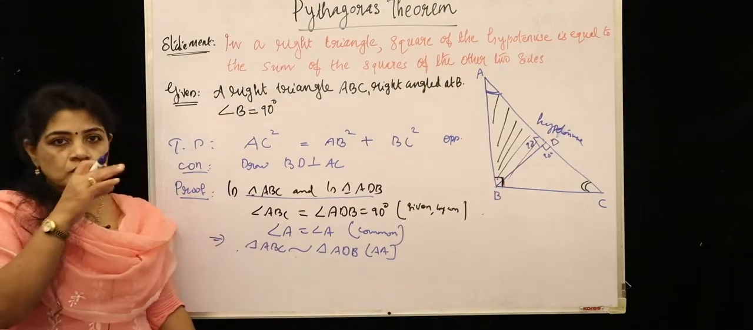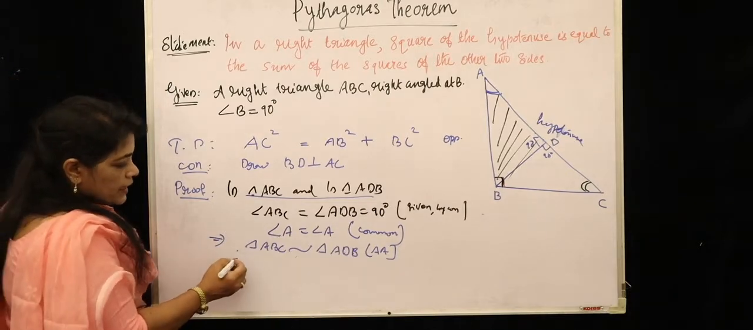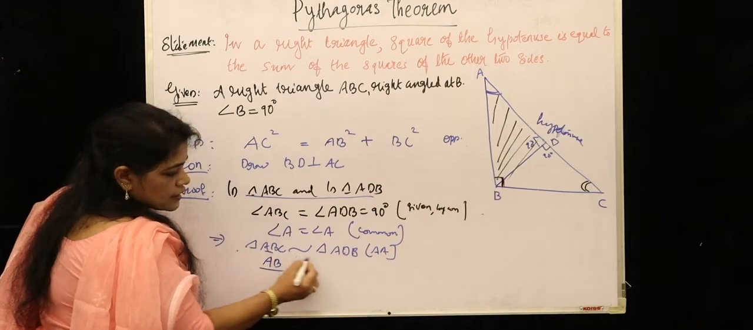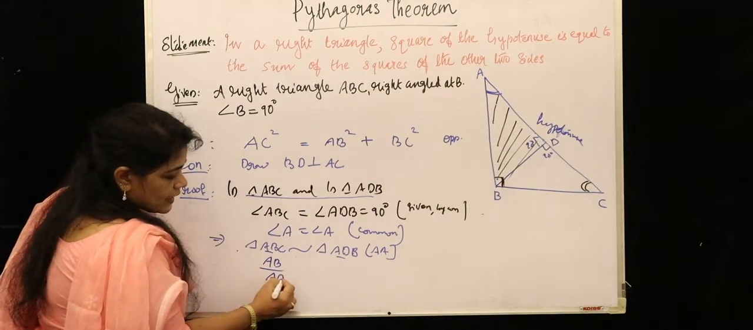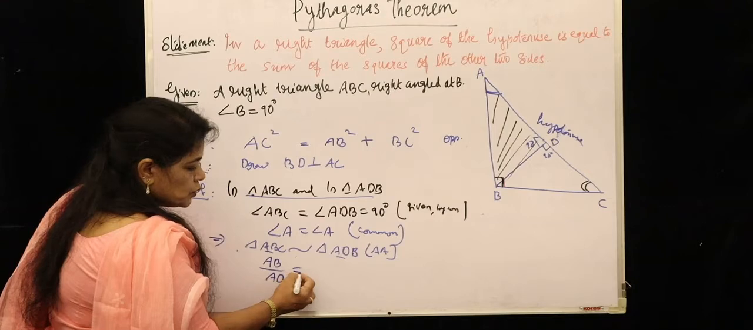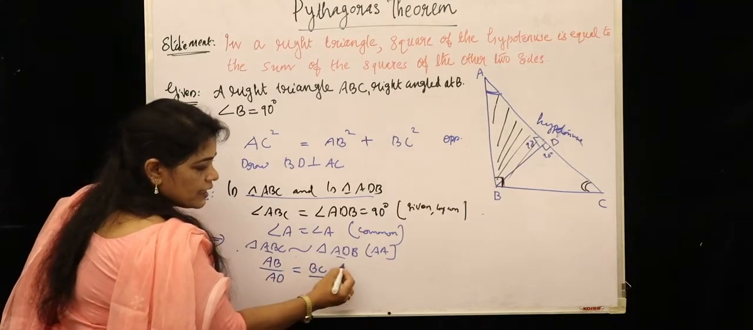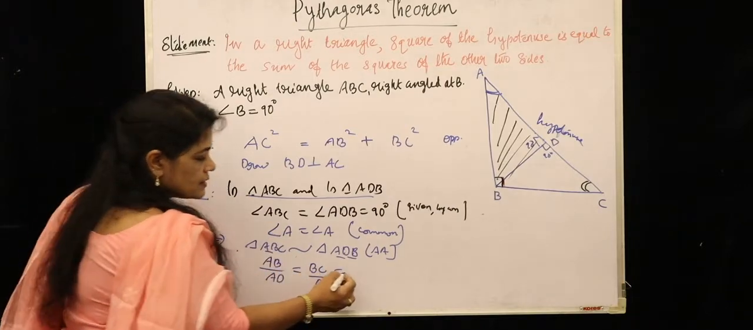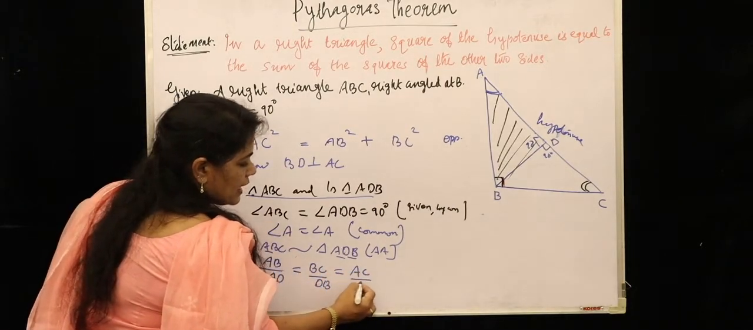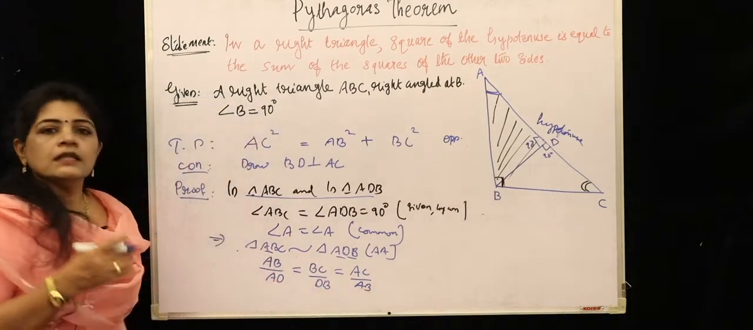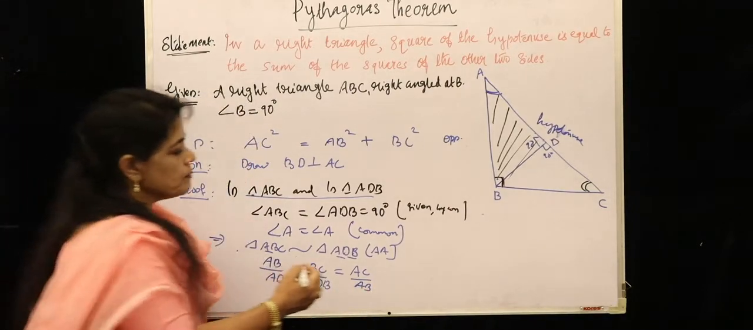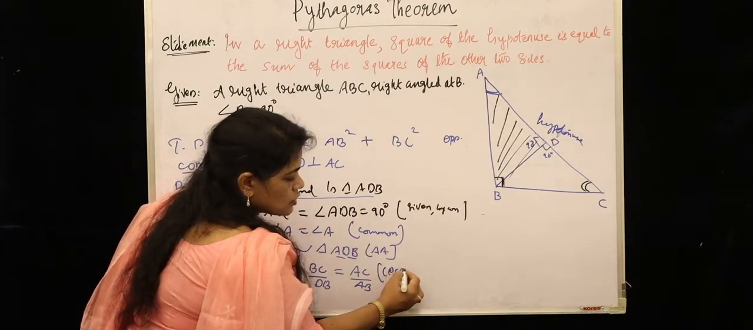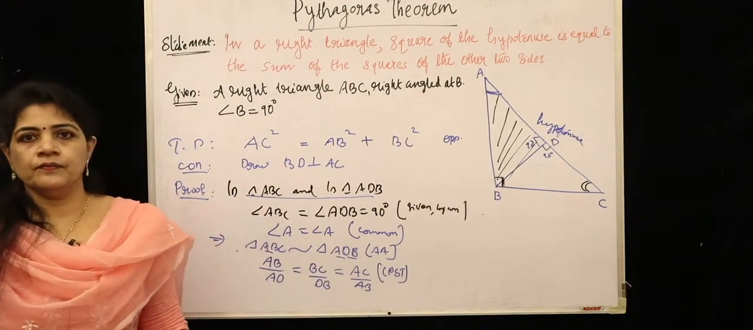We have proved that these two triangles are similar, and I am taking this AB divided by this corresponding side AD of the second triangle is equal to BC divided by DB, and the ratio of the last side, that is third side, AC and AB of the big triangle. These three ratios will be same by CPST, corresponding parts of similar triangles.